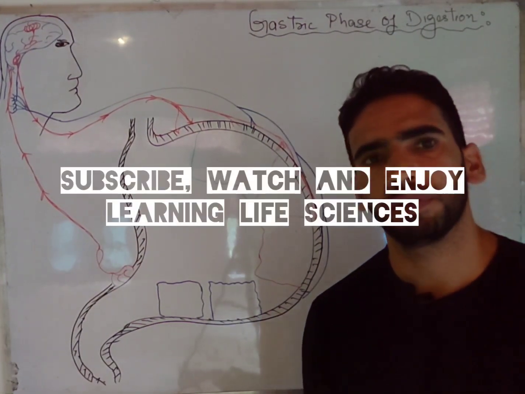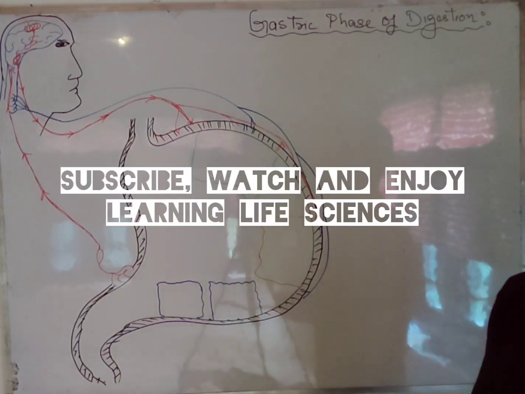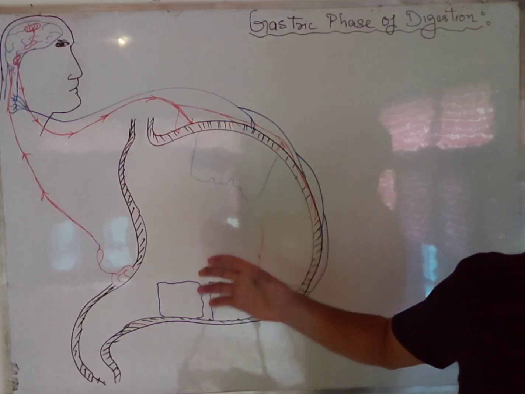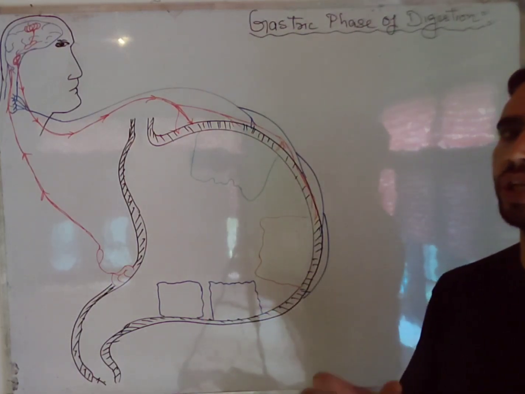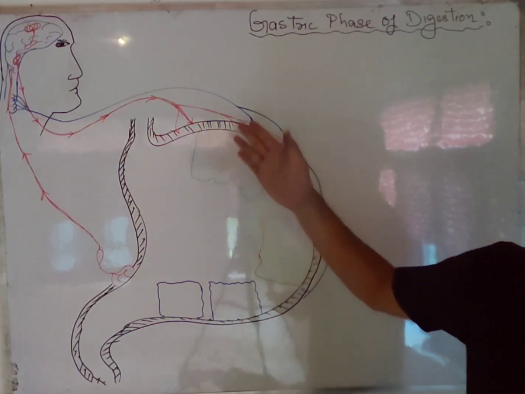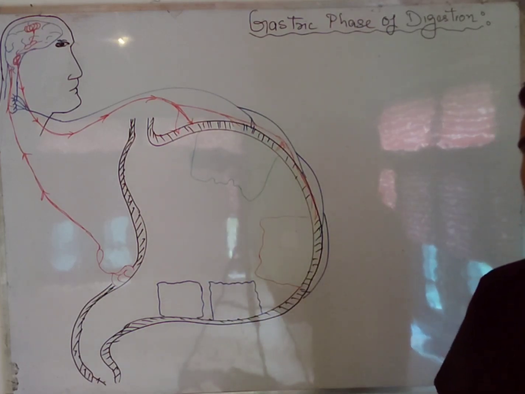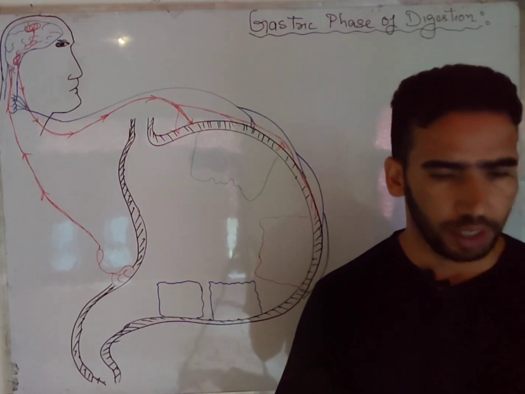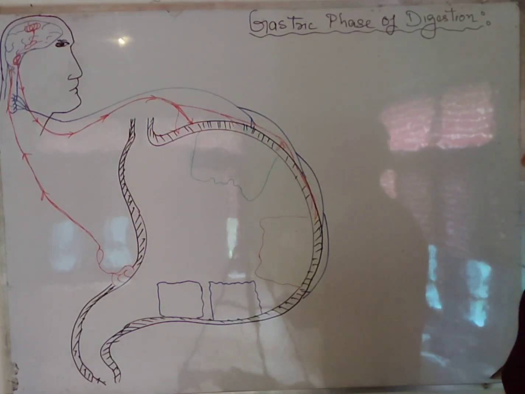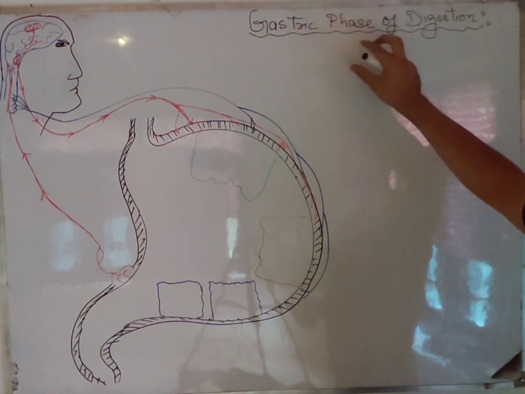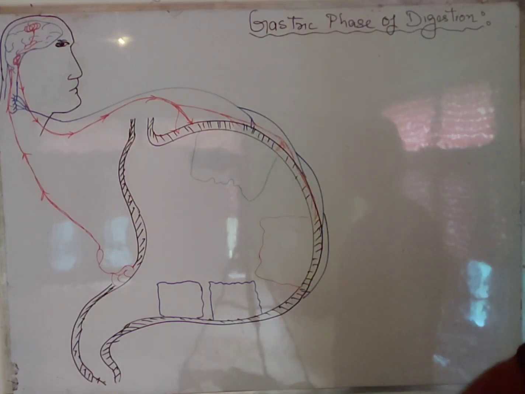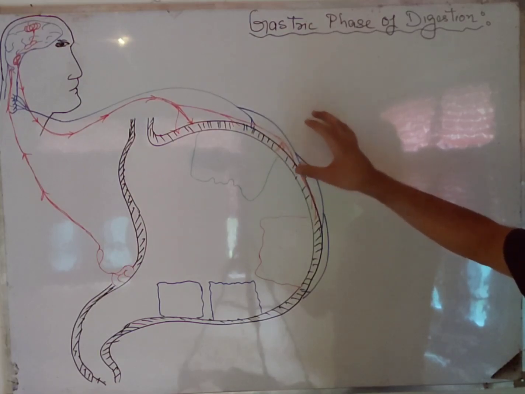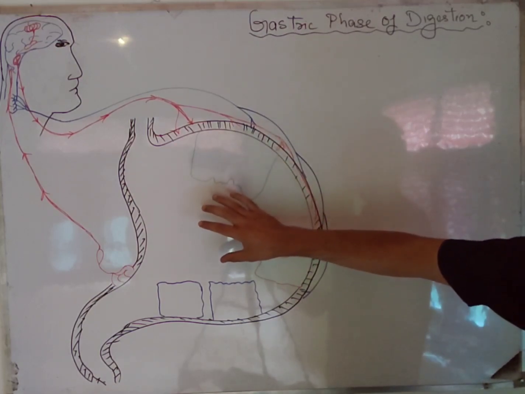In today's lecture, we will be discussing the process of digestion in our stomach. So far as the different anatomical structures and histological aspects of our stomach and other parts of the digestive tract are concerned, you can go through my previous lecture which is available on my YouTube channel. Here, in today's lecture, we will have a thorough look at the gastric phase of our digestion.